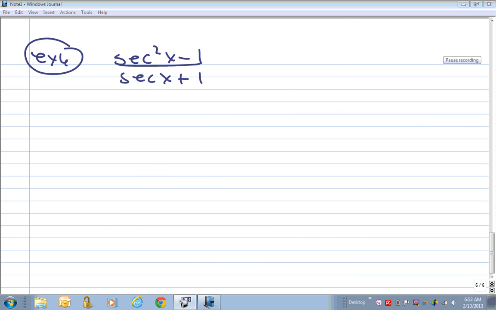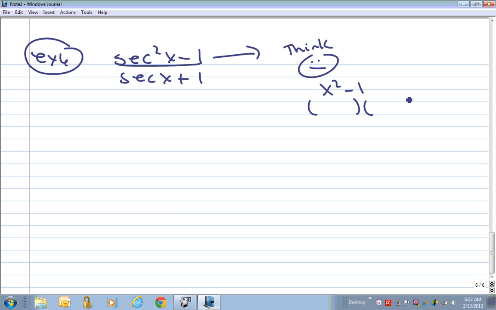All right, I also like this example, again using some of our algebra skills. If we look at the top of this, secant squared x minus 1, that's like x squared minus 1. I want you to think that way. X squared minus 1 is a difference of squares. It can be broken down to x plus 1 and x minus 1. So x in this case is secant x.